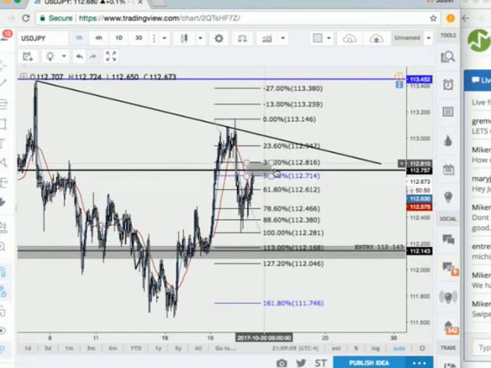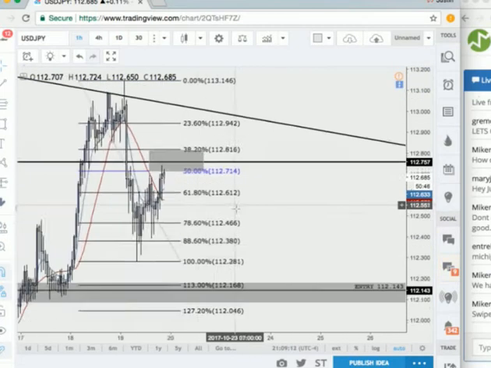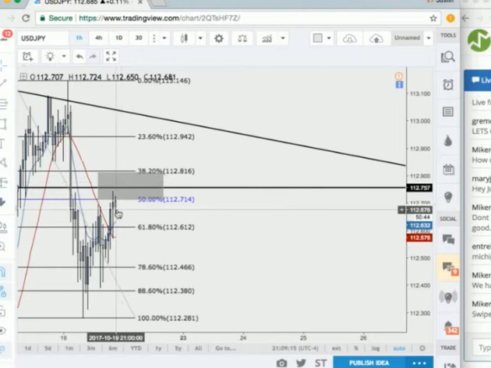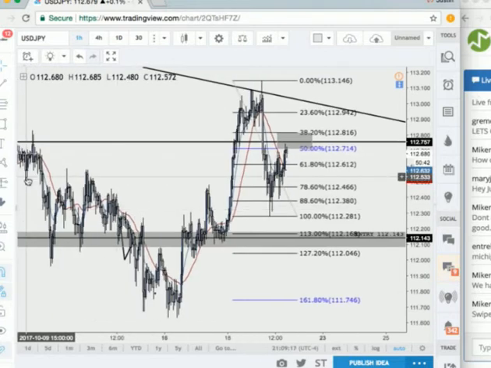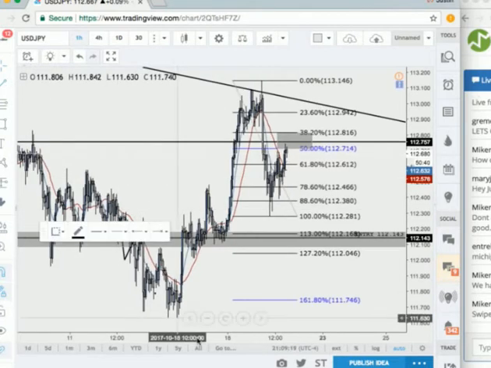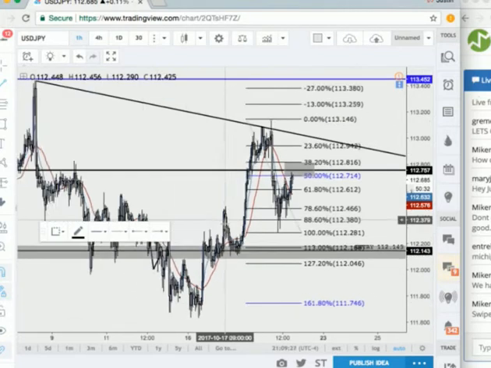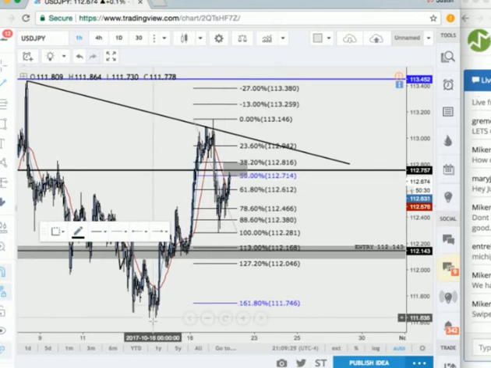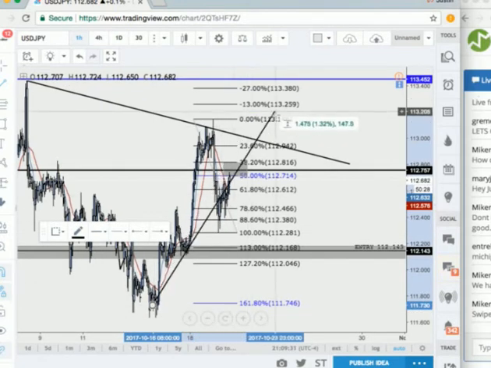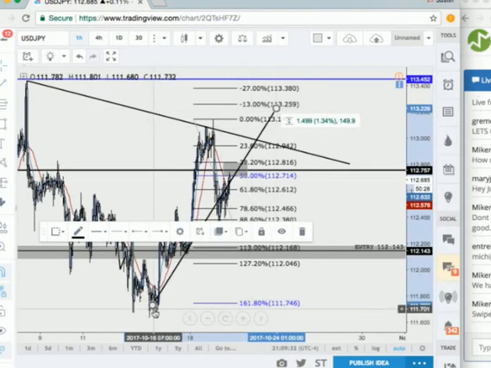Me personally, I like waiting for that. I mean, it almost kind of touched the 750. I can see that there. So another confirmation for that would be this. I don't know why TradingView is being weird with their crosshairs or something. It's crazy.